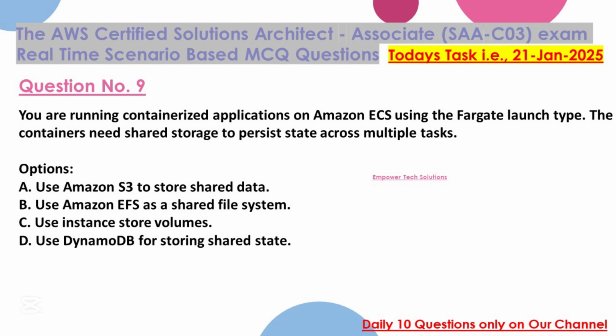You are running containerized applications on Amazon ECS using the Fargate launch type. The containers need shared storage to persist state across multiple tasks. Options: A. Use Amazon S3 to store shared data. B. Use Amazon EFS as a shared file system. C. Use instance store volumes. D. Use DynamoDB for storing shared state.